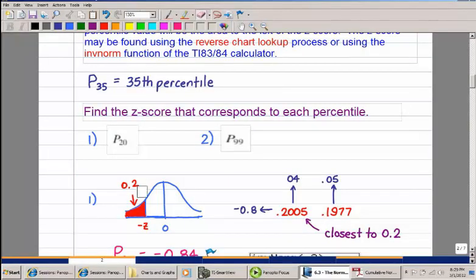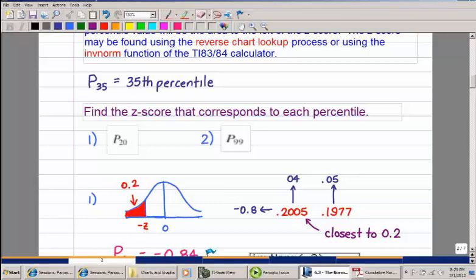Now I'm going to go to the chart here. I'm looking for the closest 0.2. Now this will be the first time that we don't have one that fits exactly. Scroll down here. What I like to do is identify the two numbers immediately below and above the number I'm interested in. So I found a 2005 and a 1977.